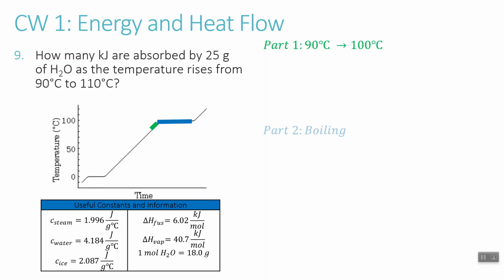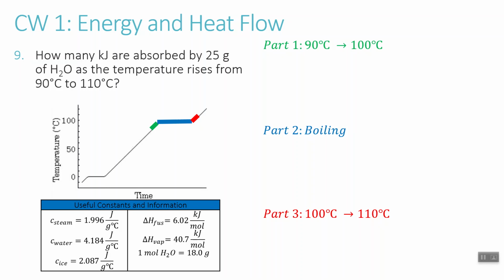The next segment here is where we have boiling occurring. So the boiling point of water is 100 degrees Celsius. So this is going to depend on how much energy it takes per mole to boil water. Then my last little segment here is just the steam being heated from 100 to 110 degrees Celsius. So we're going to calculate heat for each of these segments, and we're going to do it a little bit differently for the phase changes than we do for the places where we have a delta T.